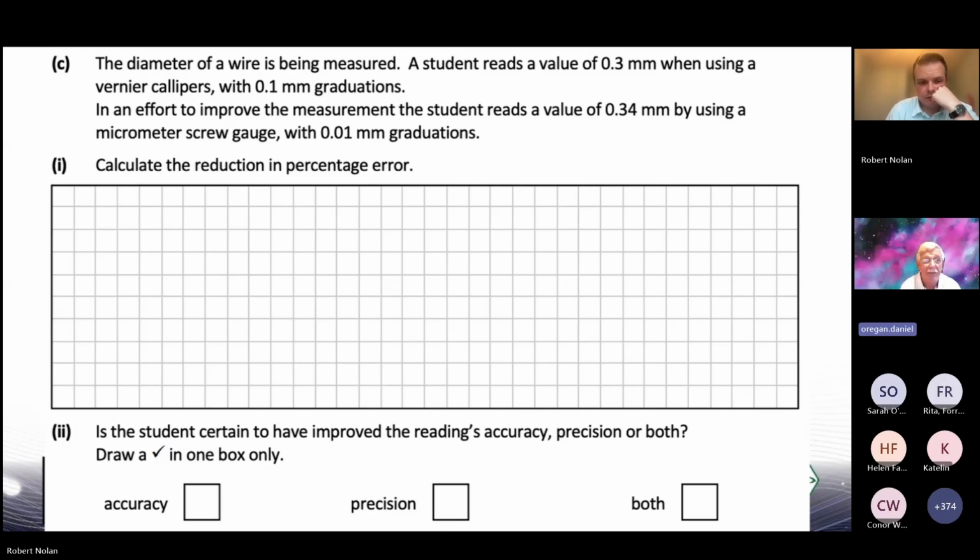In the final piece, is the student certain to have improved the reading's accuracy, precision, or both? Again, that could require a bit of thought. I think pupils will tend to go for more accuracy, but that's not necessarily so, because there's no discussion as to whether the micrometer screw gauge has systematic error in it. So the most we could say is that precision remains the same, but accuracy not necessarily. Okay, Rob, next one.